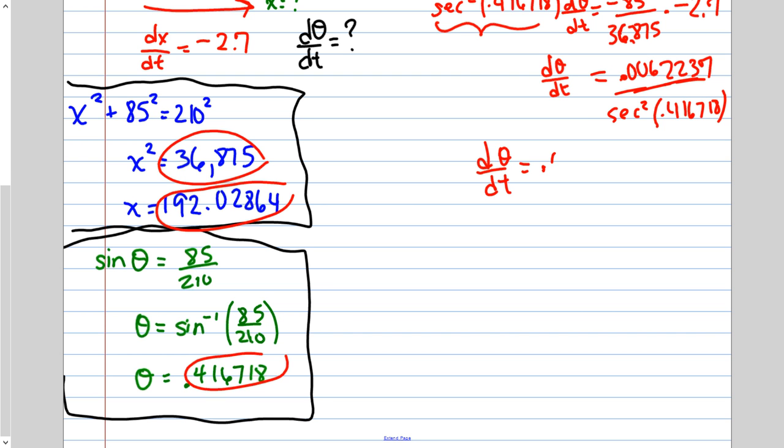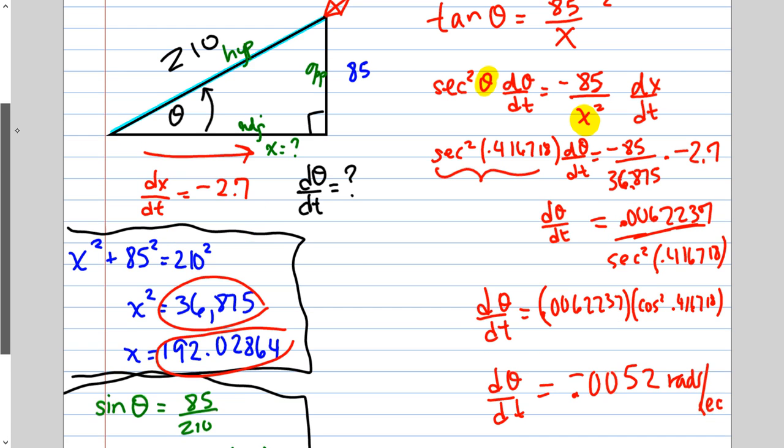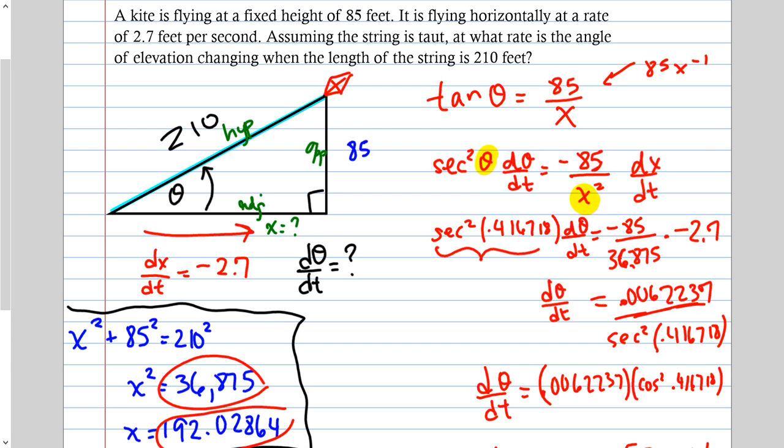Figure out how to find that, or times the cosine squared of 0.416718. Anyway, plug that into the calculator and we get negative, yeah, I knew the answer was supposed to be negative. 0.0052 rads per second. Now, as far as the negative, it's supposed to be negative, and I can tell you why. I guess I just didn't think it through when I drew my triangle.